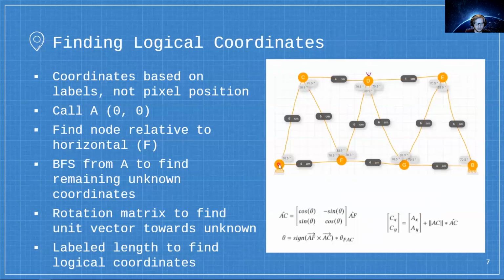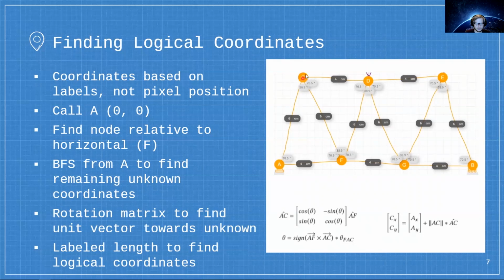Then we find the nearest node to the horizontal axis from A. In this case, it's F, and it's close enough to the horizontal axis that we don't ask the student for an angle. If it were further away from the horizontal axis at an angle, we would then require the student to input the angle between the horizontal axis and that beam. So using the student's input, we can say that F is at position 4, 0. And then we do a breadth first search from A in order to find the remaining coordinates of the unknown nodes.